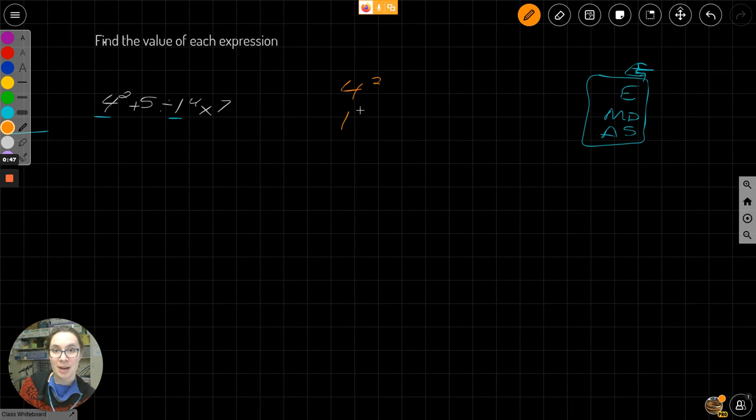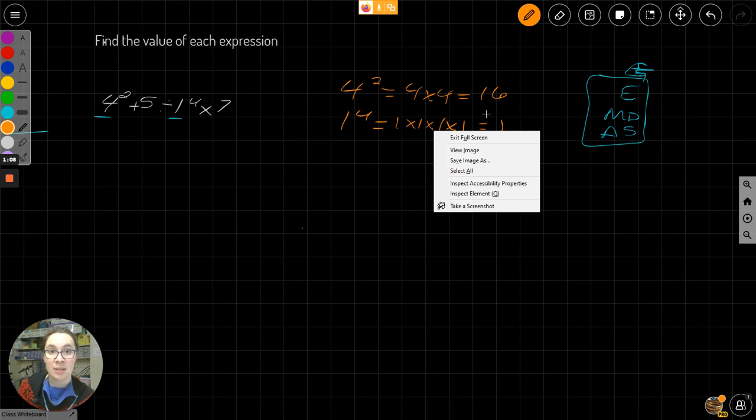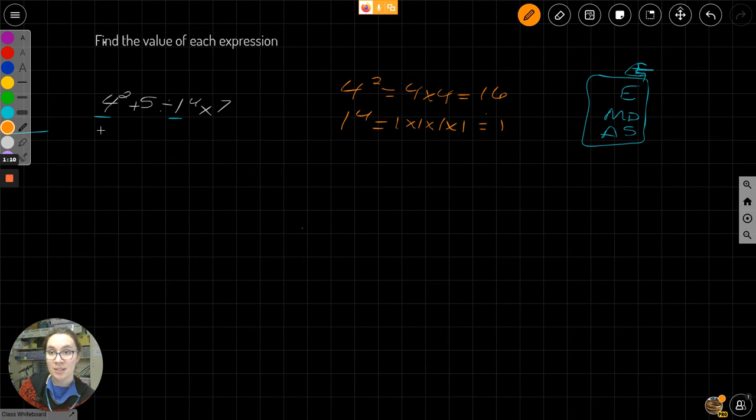And 1 to the power of 4. 4 squared is equal to 4 times 4, which equals 16. And 1 to the power 4 is equal to 1 times 1 times 1 times 1, which equals 1. So we can substitute our exponents with numbers that they equal. So 4 squared is 16 plus 5.